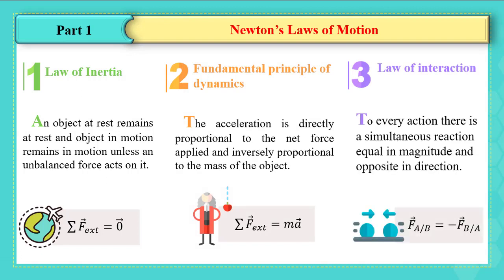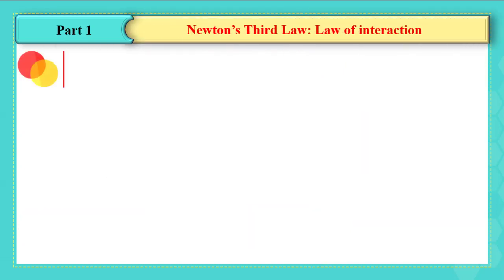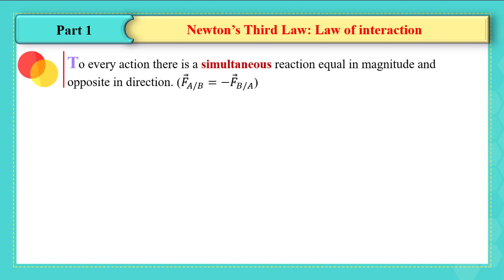We're going first to explain the law of interaction. This law states that to every action there is a simultaneous reaction equal in magnitude and opposite in direction, such that the force exerted by A on B equals the opposite of the force exerted by B on A, so that it is an interaction between two bodies.